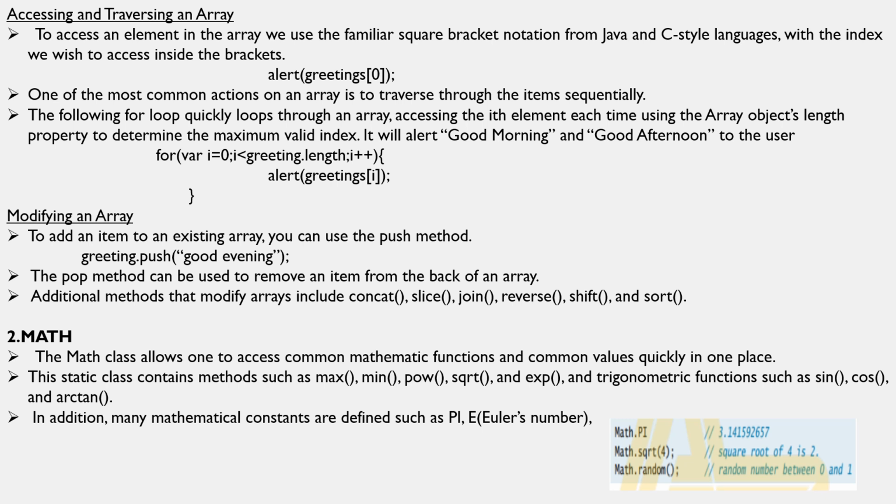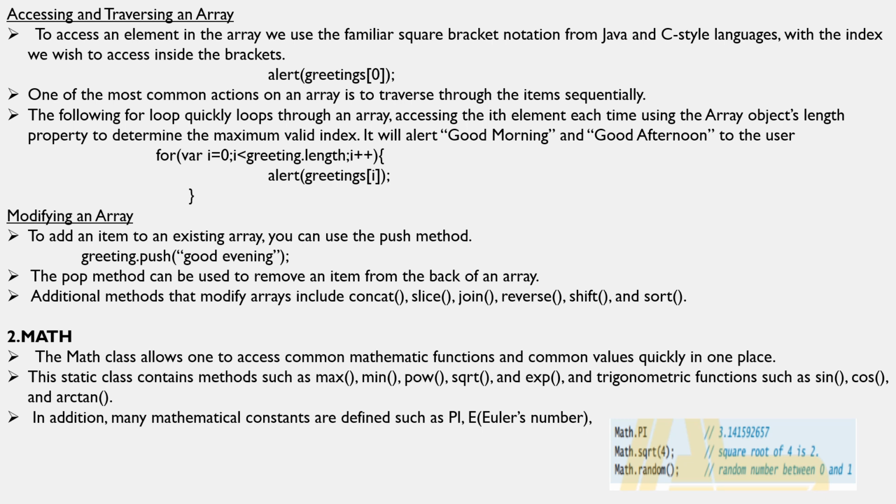The second object is Math. The Math class allows one to access the common mathematical functions and common variables quickly in one place. The static class contains methods such as max, min, power, square root, and exponent, and trigonometric functions such as sine, cosine, etc. In addition, many mathematical constants are defined, such as pi.